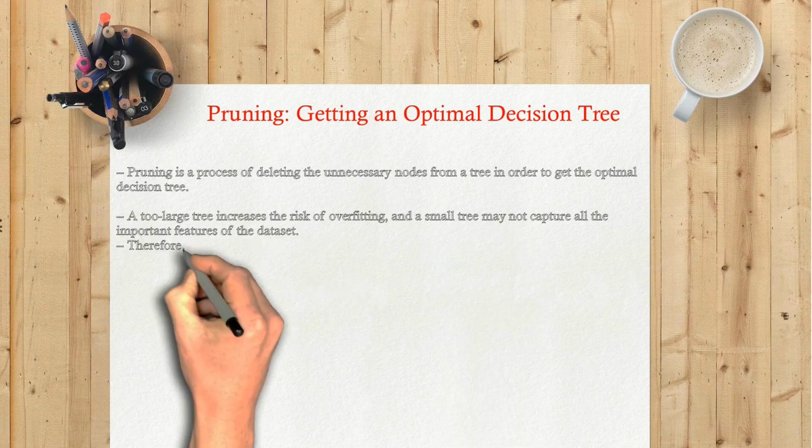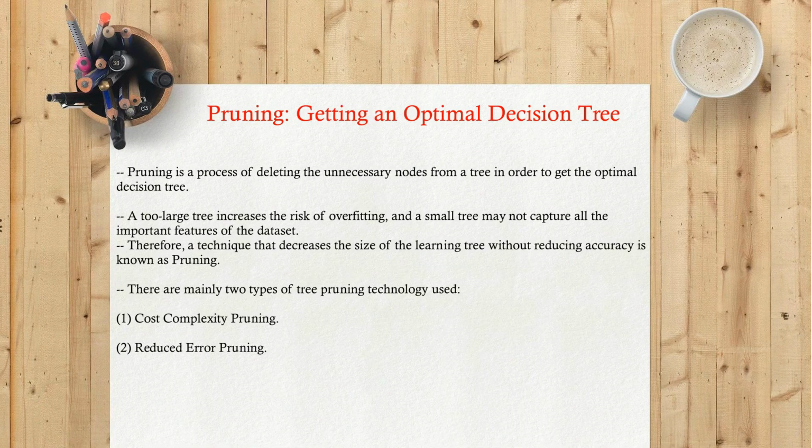Pruning: getting an optimal decision tree. Pruning is a process of deleting the unnecessary nodes from a tree in order to get the optimal decision tree. A too large tree increases the risk of overfitting, and a small tree may not capture all the important features of the dataset. Therefore, a technique that decreases the size of the learning tree without reducing accuracy is known as pruning. There are mainly two types of tree pruning technology used: 1. Cost complexity pruning. 2. Reduced error pruning.